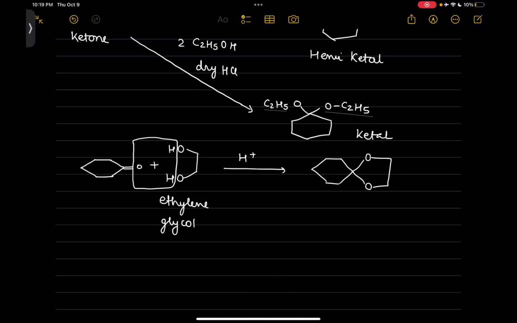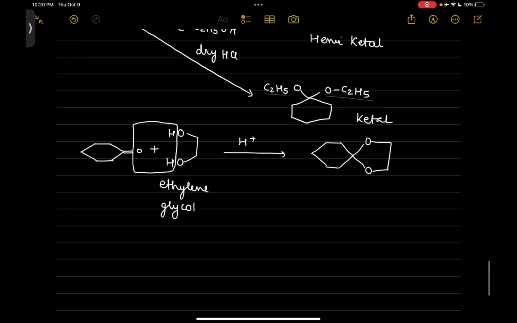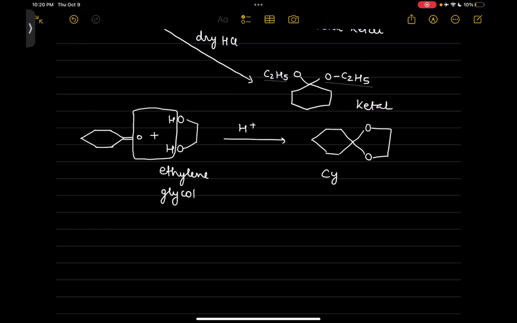Is this clear or not? So this is going to be a cyclic ketal. It's not hemi, okay? Because we have taken one alcohol, but it had two groups, okay? Is it clear? So it is a cyclic ketal. I hope this is clear to all of you.